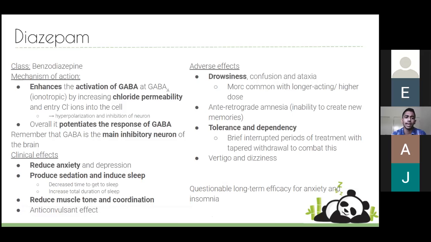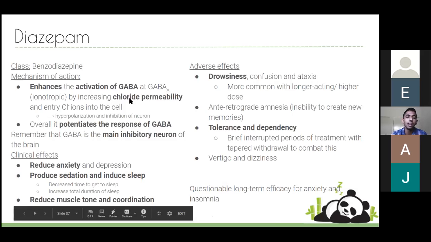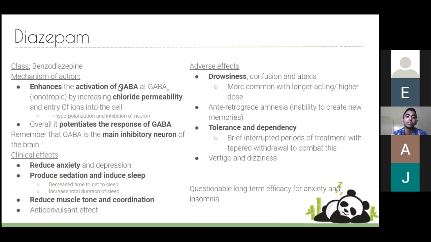So we've got diazepam, which is a benzodiazepine. Like the benzodiazepines we were talking about before, this is also going to enhance the activation of GABA by increasing our chloride permeability at the postsynaptic neuron. So it's going to make it less likely for a neuronal stimulation to happen across that synapse.